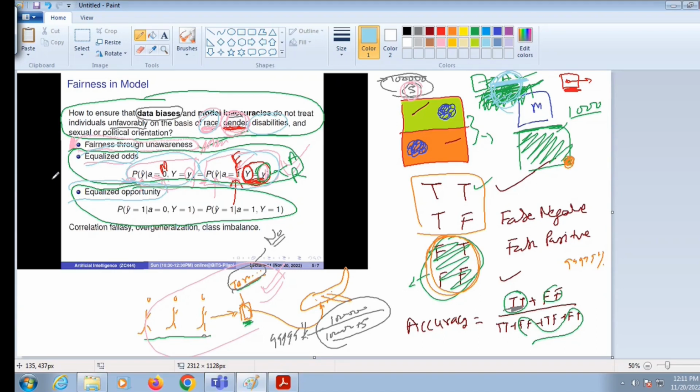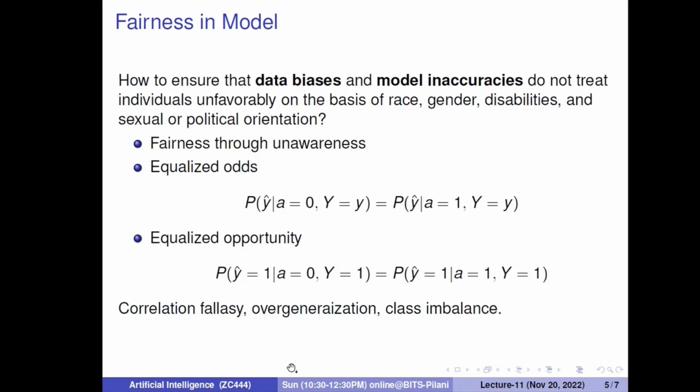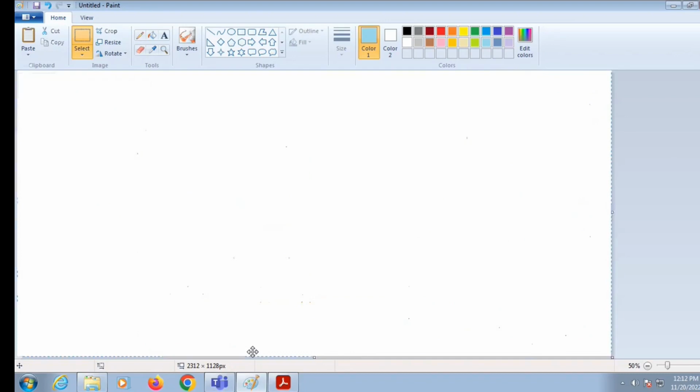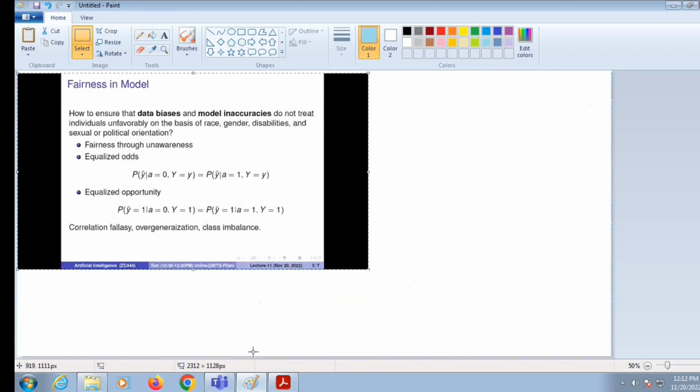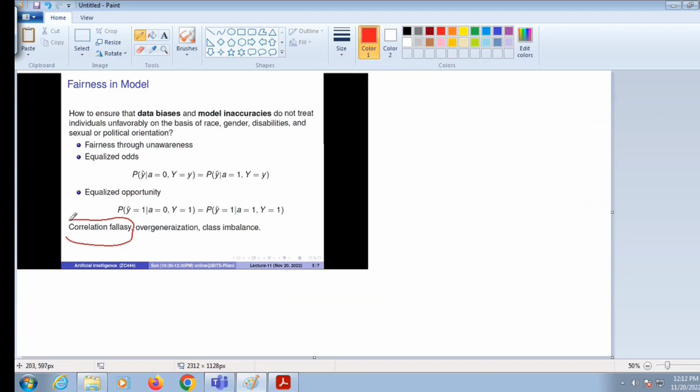There are various things that come into our way, and that actually makes the thing difficult, such as something called correlation fallacy. This is again a very difficult kind of thing.